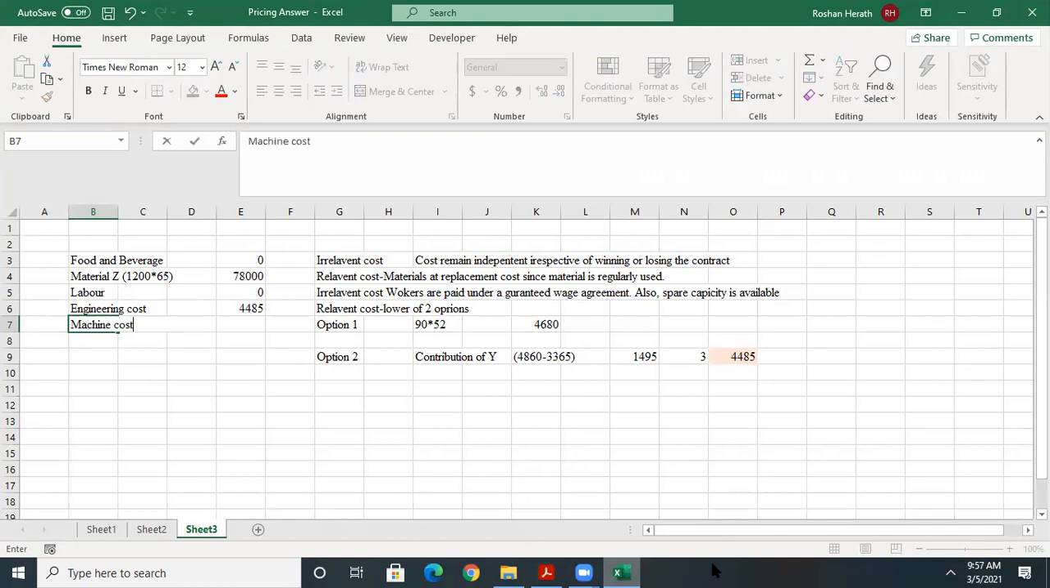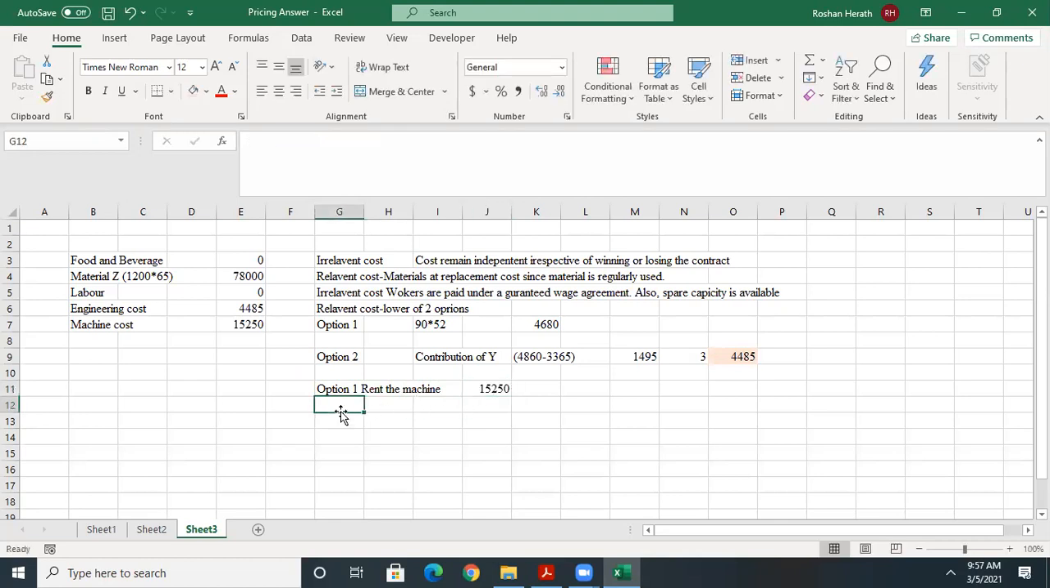How much is the machine cost? It is 15,250. So again, two options is available. Option 1, rent the machine. Rent කරන්න පුළුවන් machine එක for 15,250.